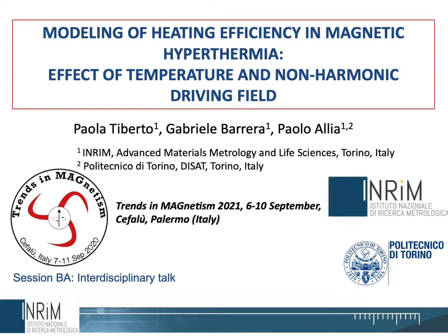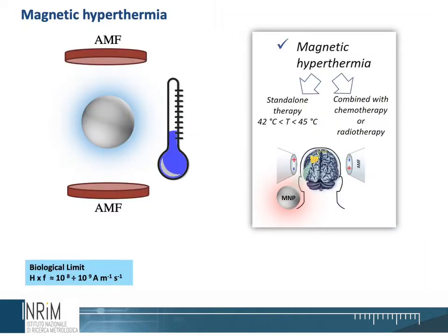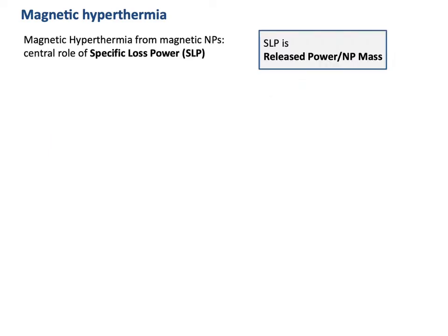What is this value which is shown here? In magnetic hyperthermia, an important role is played by this parameter, which is called specific loss power, and that is the value of the release power over the nanoparticle mass.